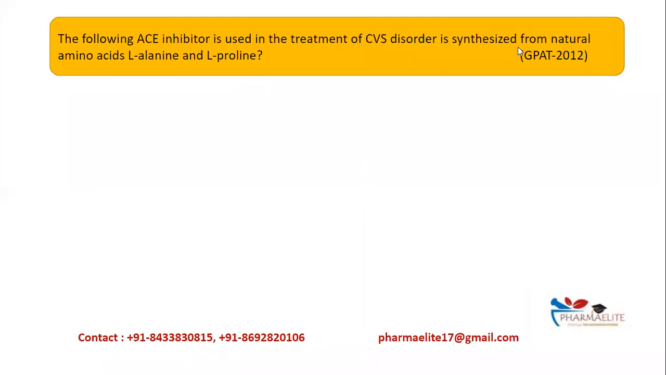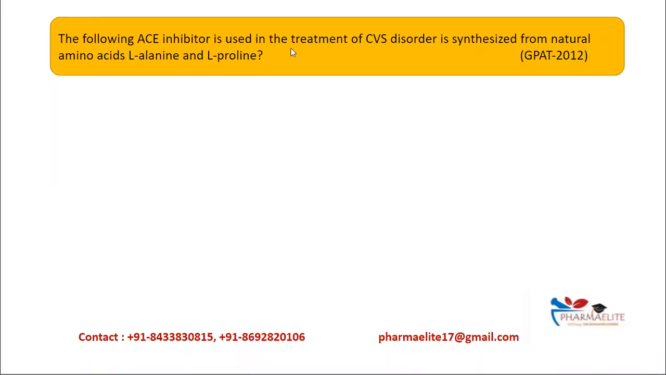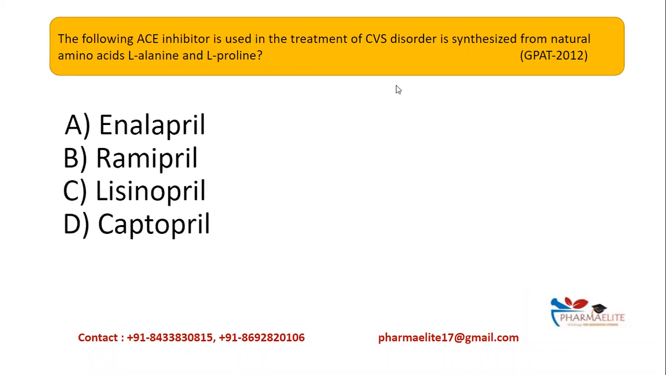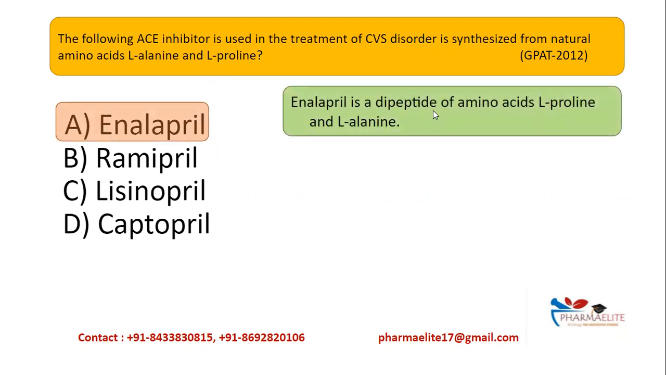Now this question came in GPAT 2012. The question was, the following ACE inhibitor is used in the treatment of CVS disorder and is synthesized from natural amino acids, that is L-alanine and L-proline. So which is the drug? And the options were enalapril, ramipril, lisinopril, and captopril. So we discussed this in the initial slide. Enalapril is the answer here. That is made up of 2 amino acids, which are L-alanine and L-proline. Okay, so enalapril is a dipeptide that is made up of L-alanine and L-proline.